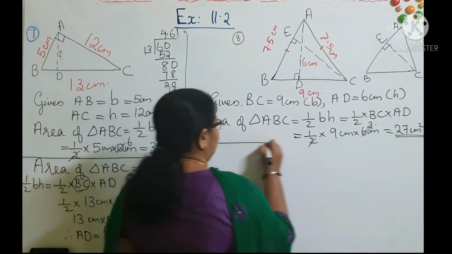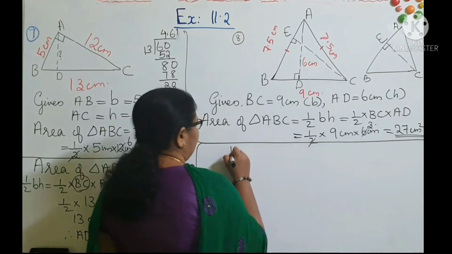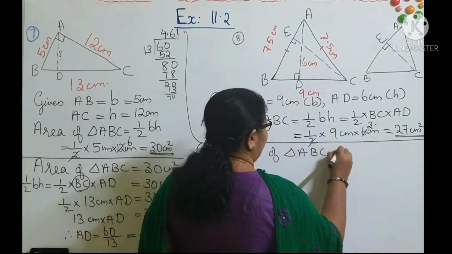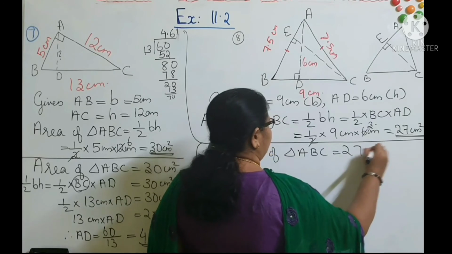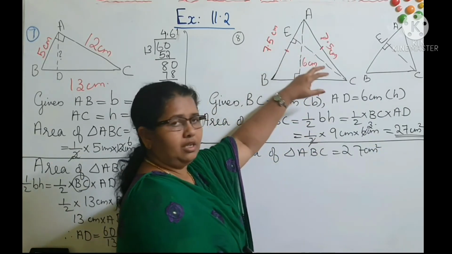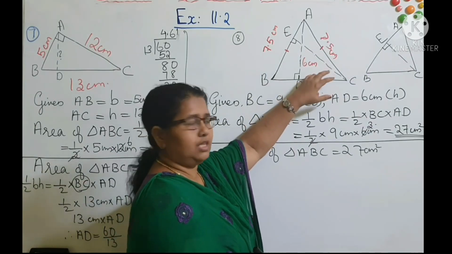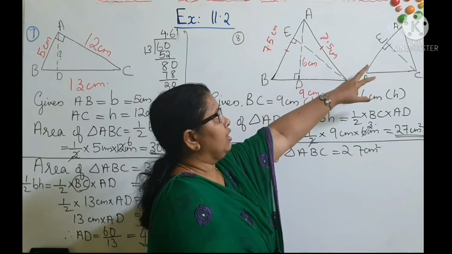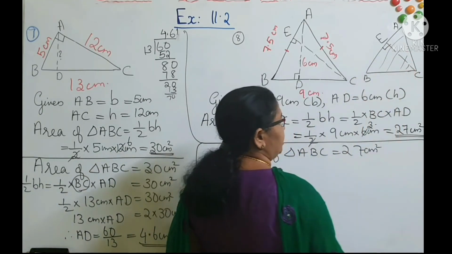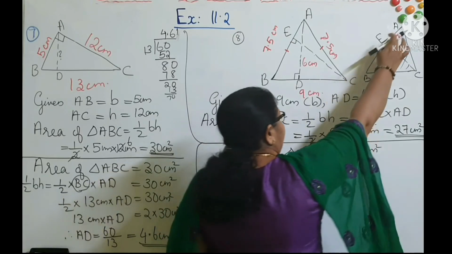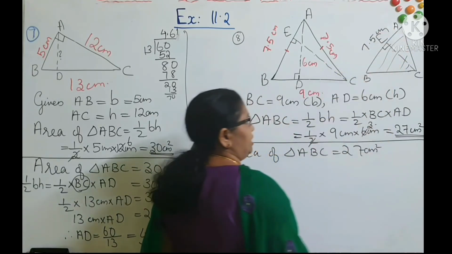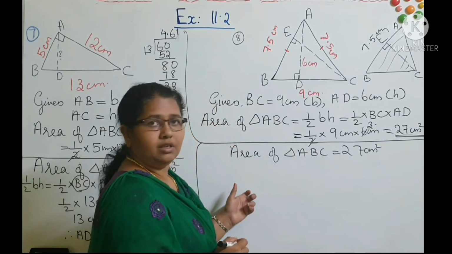This is the first part, that is area. So we know the area of triangle ABC is equal to 27 centimeter square. Then using this area, we can find the length of CE. That is the second part. Find the length of CE. The area of triangle ABC is 27 centimeter square. Then the base AB is also given as 7.5 centimeter. Base AB. Then we can find CE.